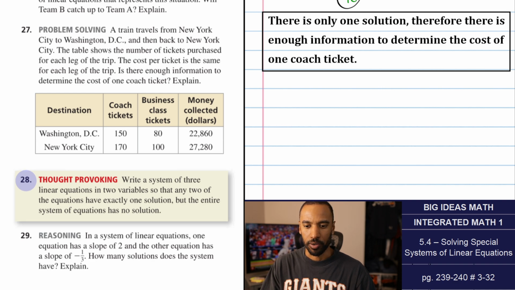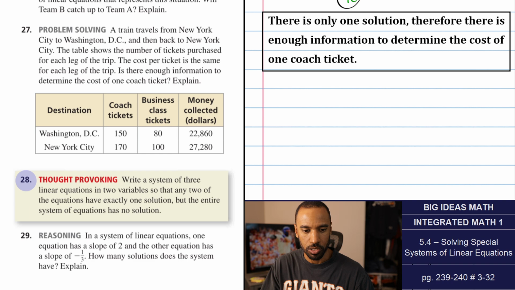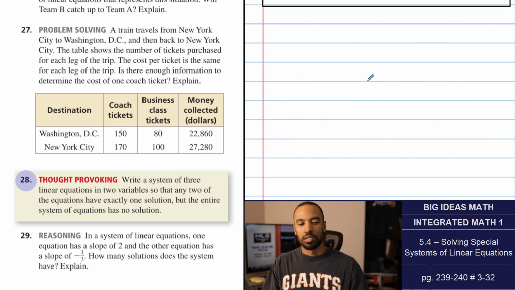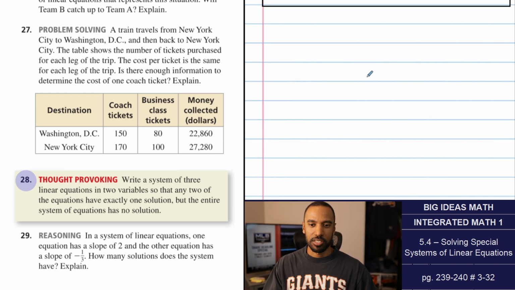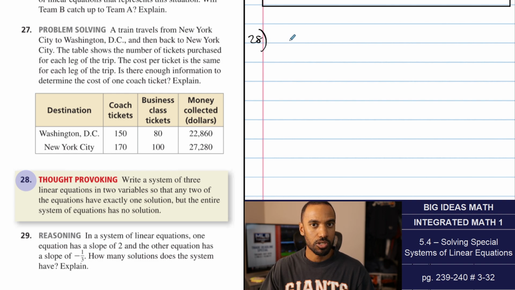Number 28, thought-provoking. I don't think we'll finish in the hour. Write a system of 3 linear equations in 2 variables so that any 2 of the equations have exactly one solution, but the entire system of equations has no solution. Any 2 of them have exactly one. So what we need is basically for them to have different slopes, but they can't intersect at the same place.